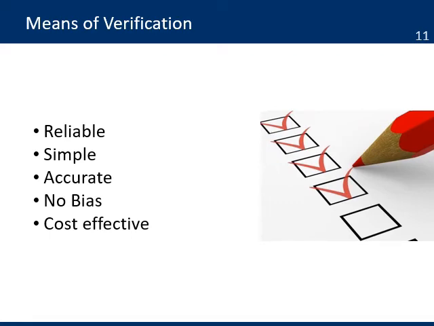In the next column are the means of verification, which is the source of the information for the measurements of the indicators. Those sources need to be reliable, simple, accurate, have no bias, and be cost-effective. Sources define the places where the project will collect the data.